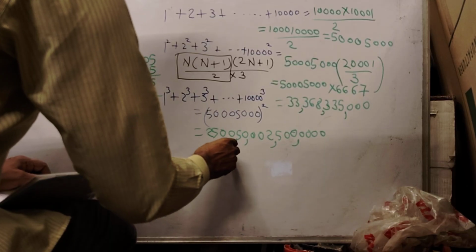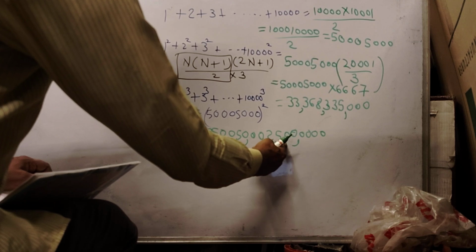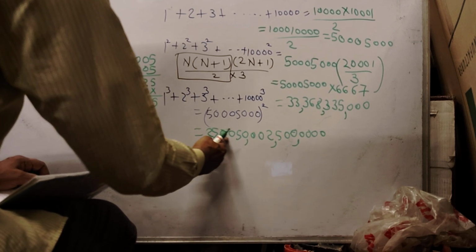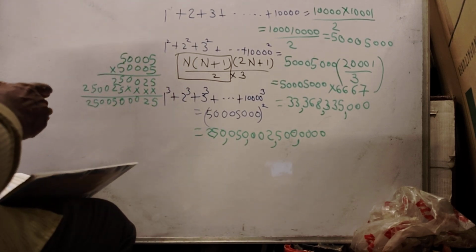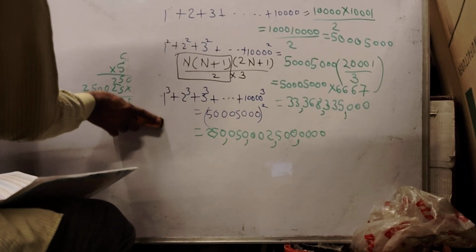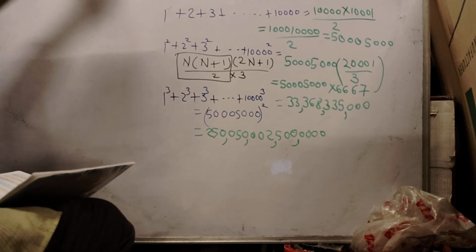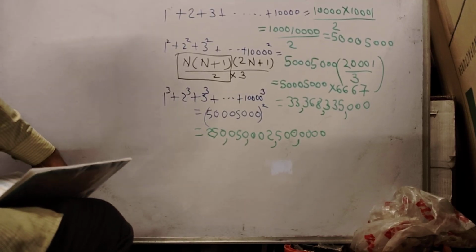It is much larger than this, thousands, millions, billions. It is about 250 trillion. So this is practically not possible to compute by hand, but by formula we can calculate in a few minutes. This is a few minutes' work by formula. So there were 3 formulas.